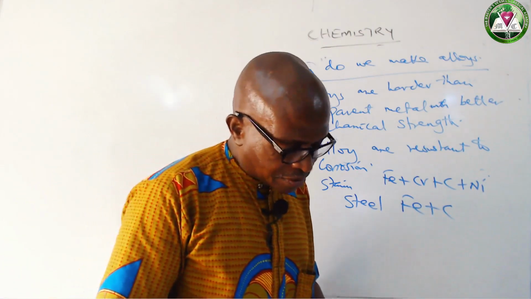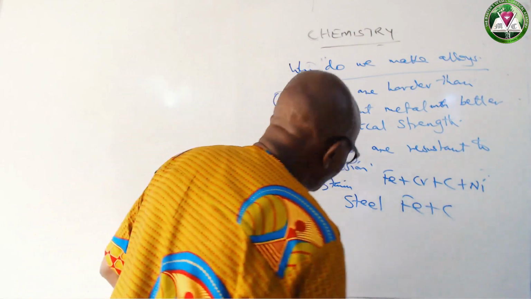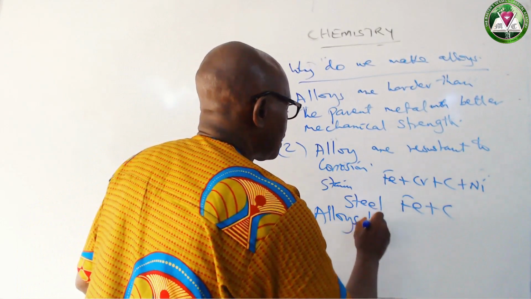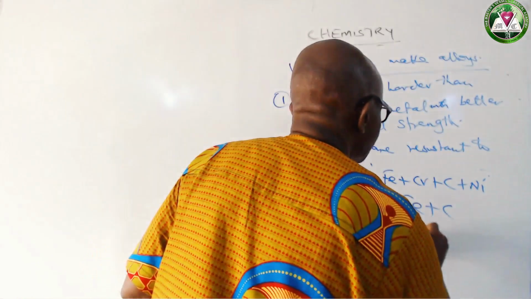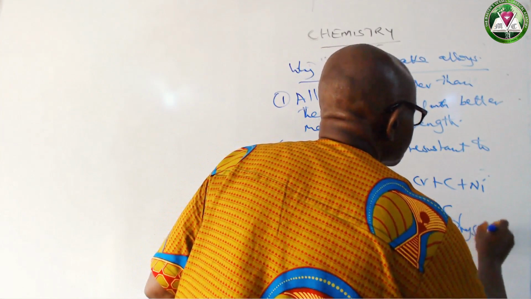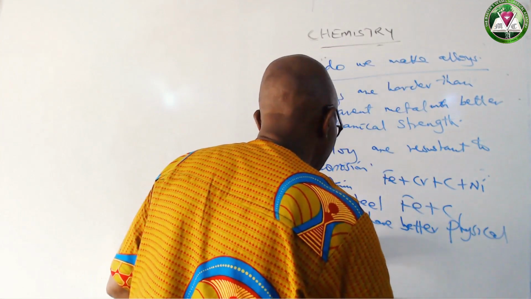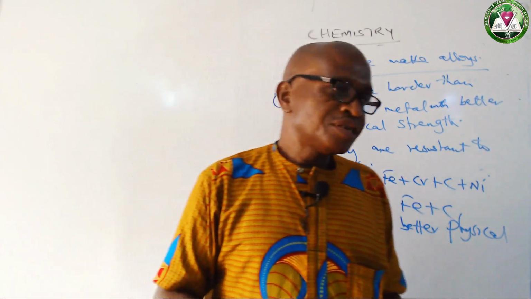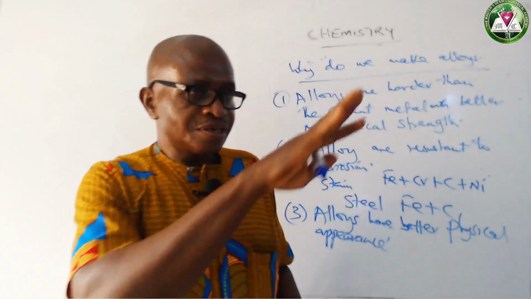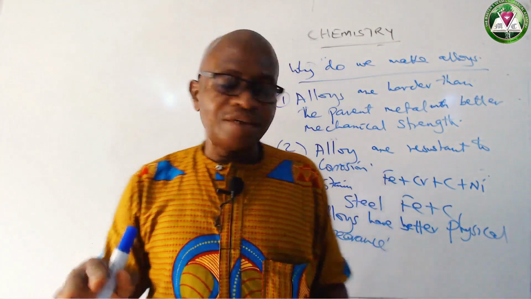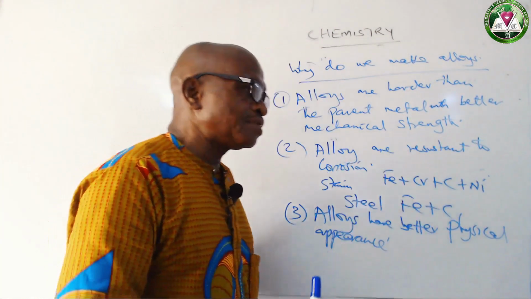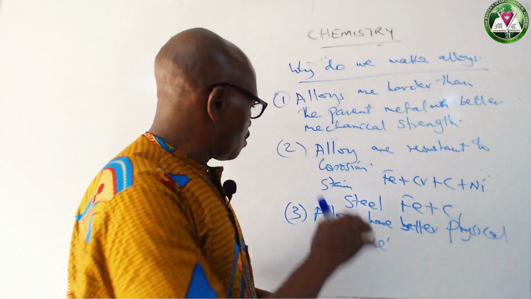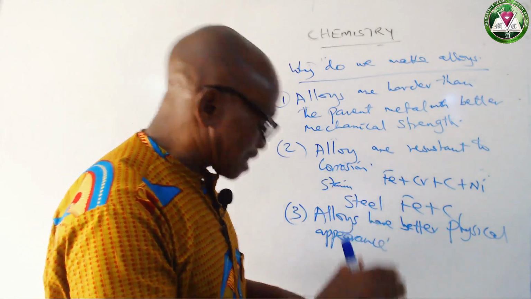Then the third one, alloys have a better physical appearance. We see some of the alloys we use in making coins. You see how the coins have better appearance. You look at even stainless steel, how it looks better than if it's ordinary iron. Therefore, we alloy to have metal with better appearance.